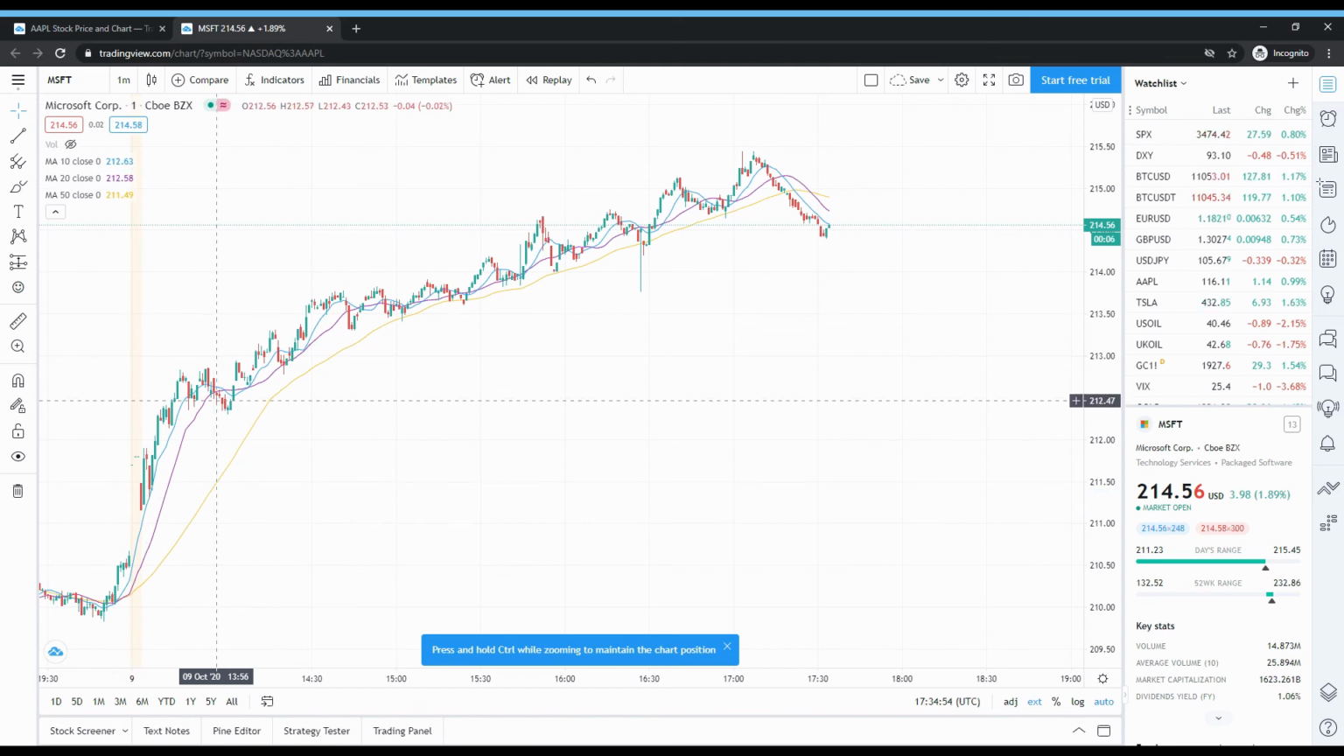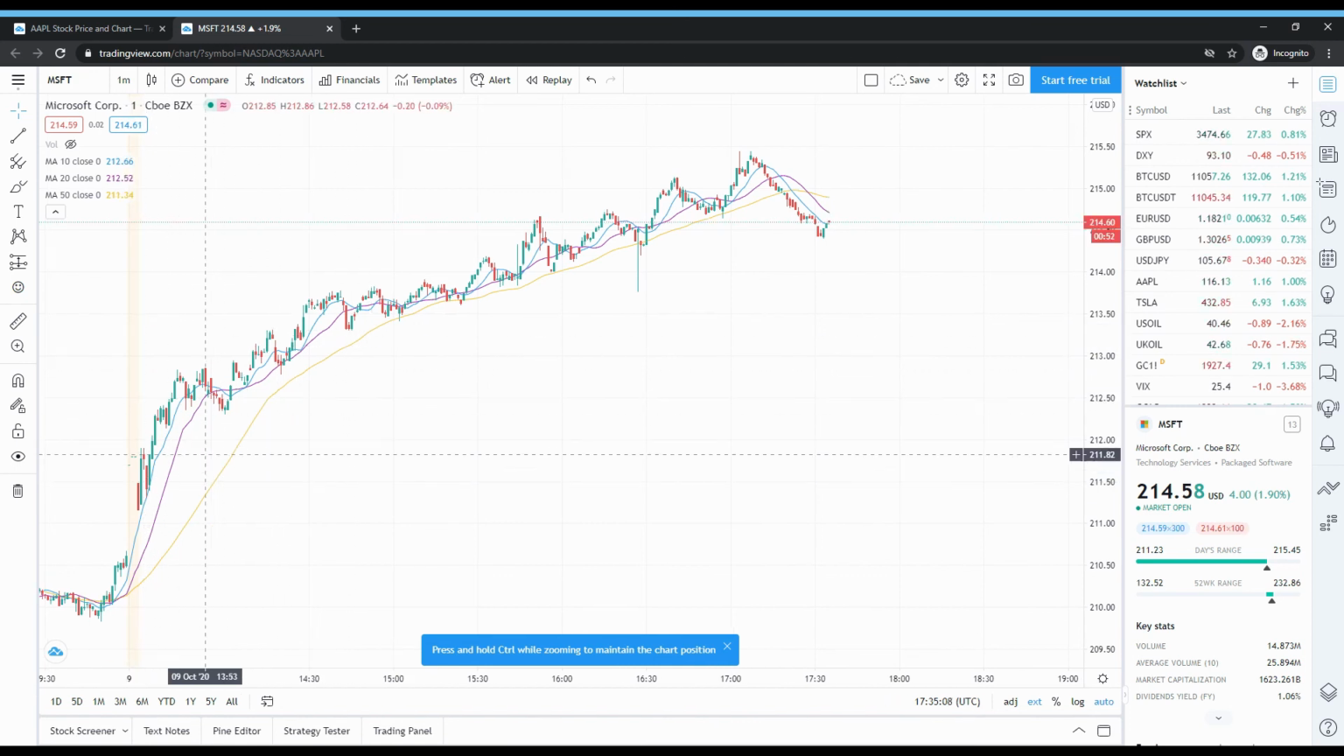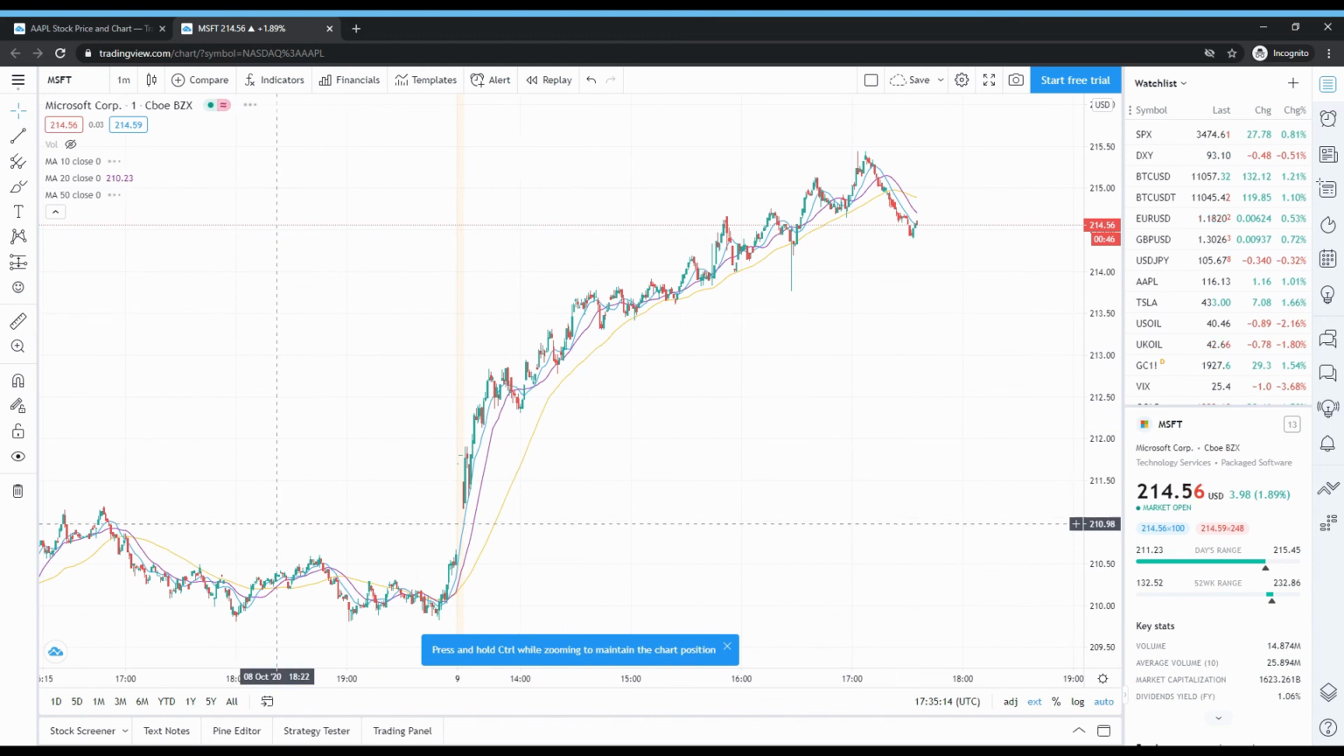Okay, so when I follow my 50-day moving average, I exited with a profit of $3, but the holding period is considerably high when you go for 50. So yeah, this is an intraday and it's a 1 minute stock.